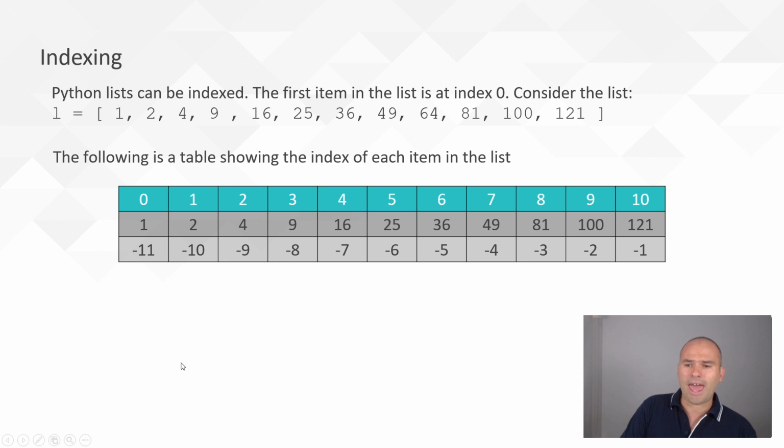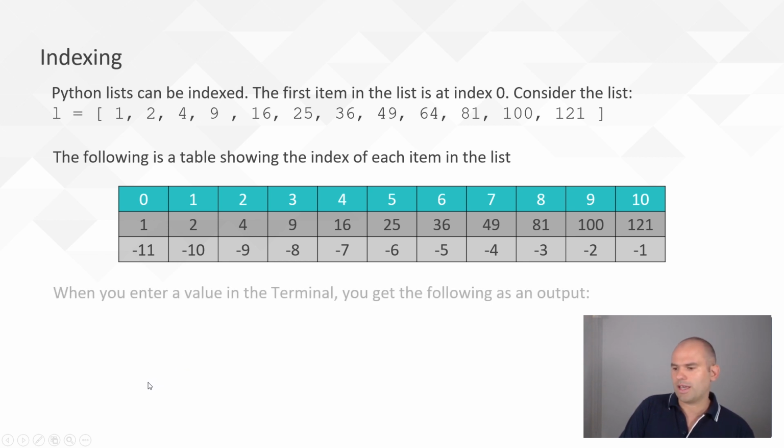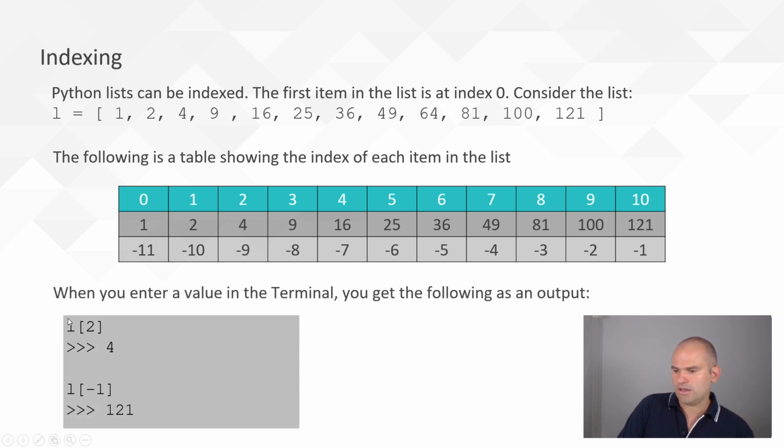So let's say you want to access a couple of them. This is what that would look like. If you say L[2], that means index 2 of L. That's 4. Index -1, that's the last number, and that is 121. So I think I'm done talking about the lists. Let's take a look at them in code, create a couple, and do some basic operations with them.